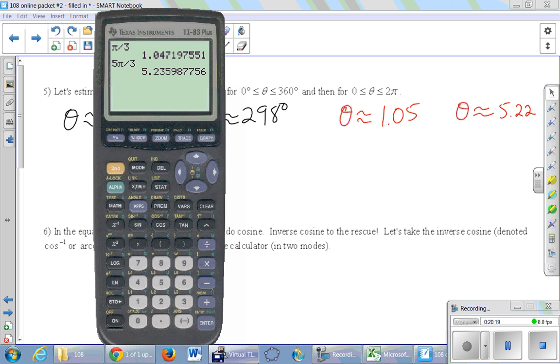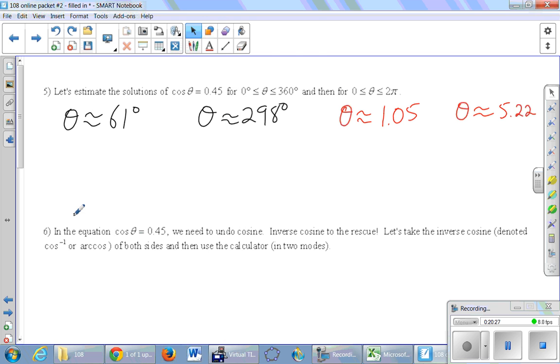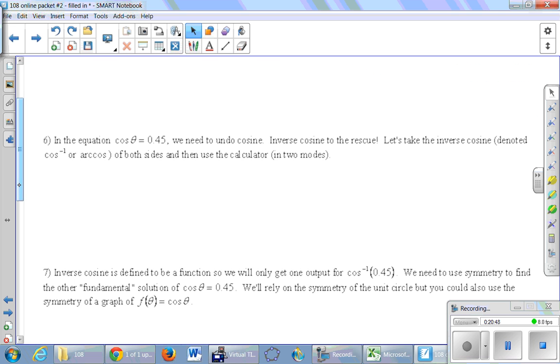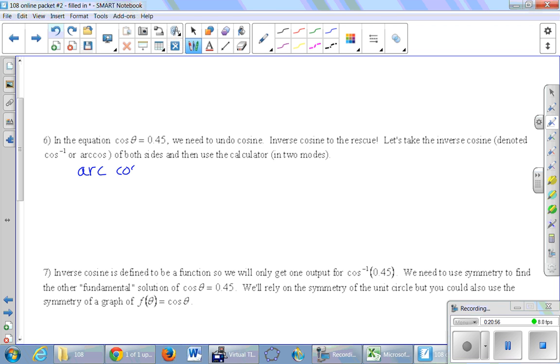And it might not feel all that great to just be guessing at these numbers, but there's a way that we can use the calculator to help us not have to just guess so blindly, and that's listed here in number 6. In the equation cosine theta equals 0.45, we need to undo cosine. Inverse cosine to the rescue. Let's take the inverse cosine, denoted cos to the -1, or arc-cos, that's pronounced arc cosine. We'll take that of both sides and then use the calculator in 2 different modes.